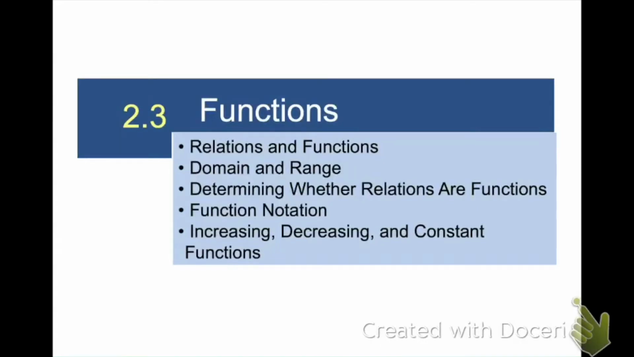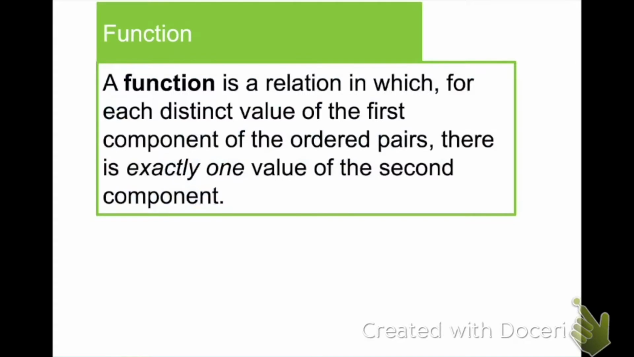Section 2.3 is all about functions. So let's start off with a definition. Your book says a function is a relation in which for each distinct value of the first component of the ordered pairs, there's exactly one value of the second component. I'm going to write myself some notes. So I like to word it, every x has exactly one y.